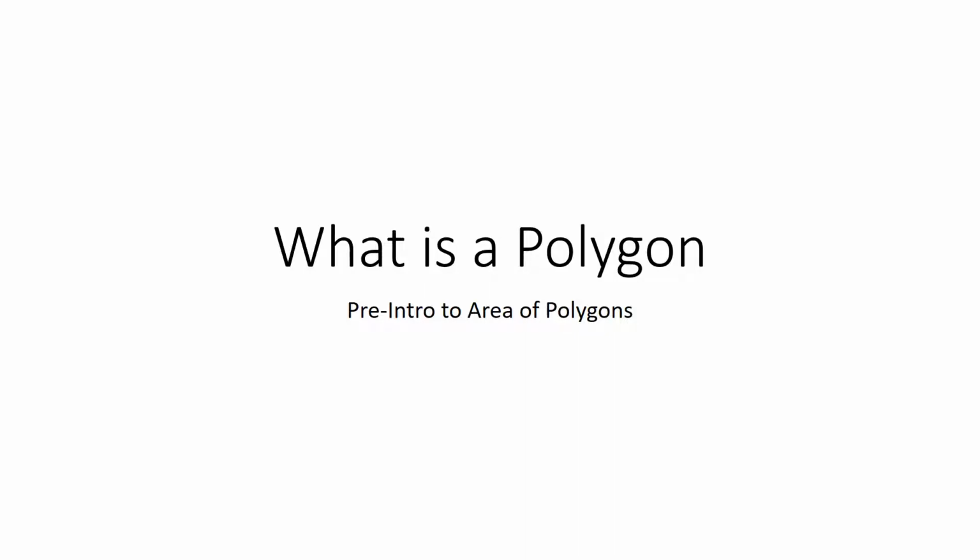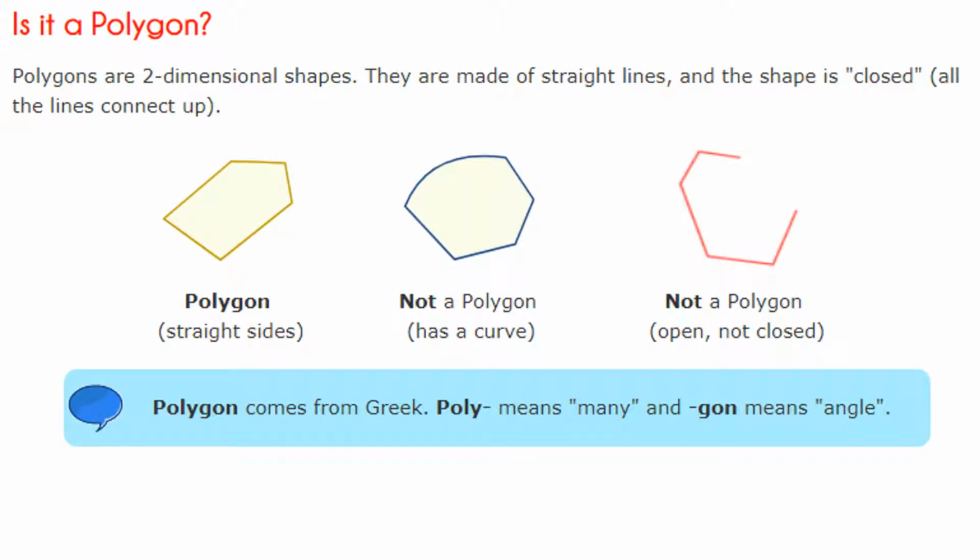So in our introduction to area polygons, you might find yourself asking, what is a polygon? So today, I'm going to be answering that question. A polygon in its simplest form is merely a multi-sided or multi-angle figure.